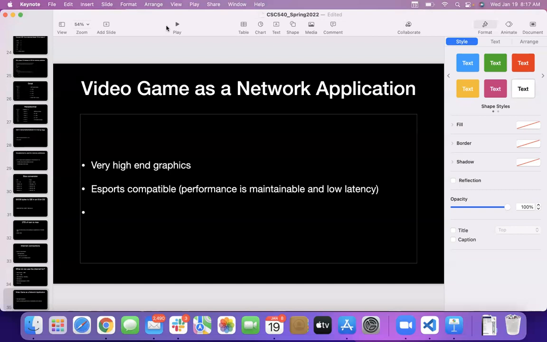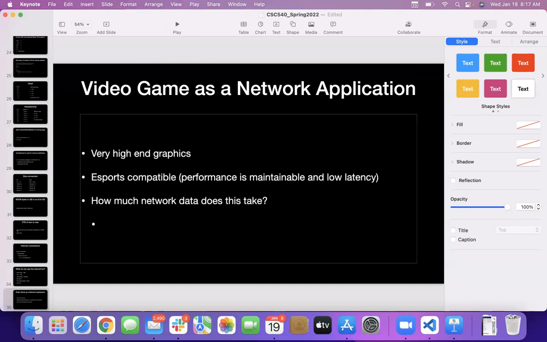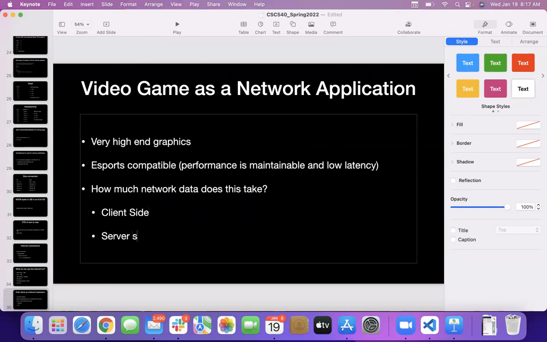It's easy for us to think that. But now we need to separate. So we might say, how much network data does this take? And we need to separate client side from server side when we discuss these types of things. All right, because we really have two different things here.